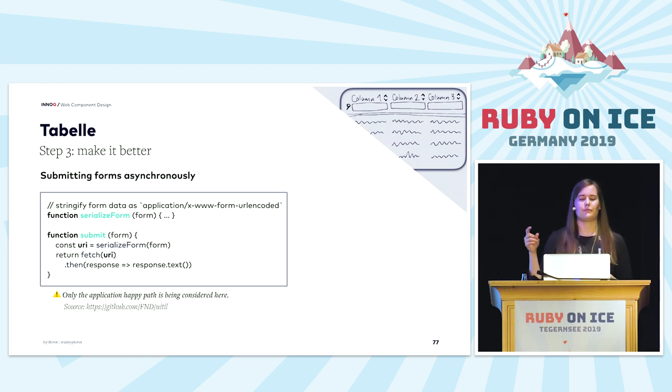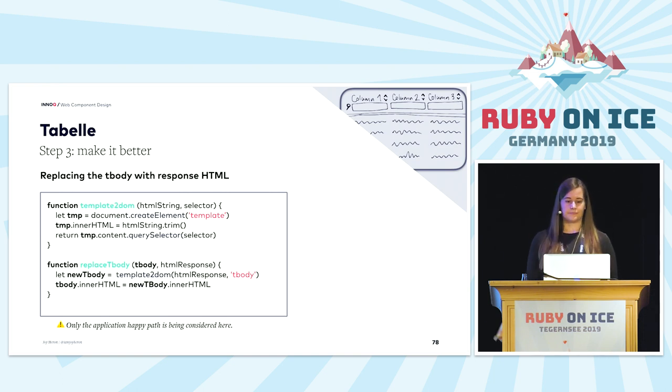And then we can write a function submit, which will serialize this form as a URI, and then use the fetch API to retrieve it from the server. And once it's come back, we can unpack that response and get the text out, so we'll get the HTML. This is only considering the happy path of the application, because adding too much code to slides is never a good idea. So the next step is to replace the tbody from our element with the tbody that we get from the server.